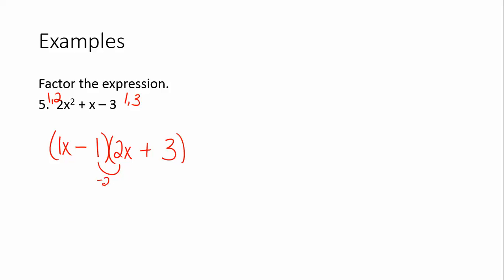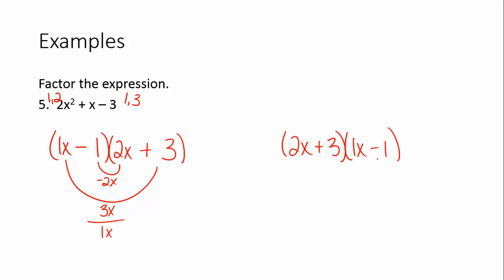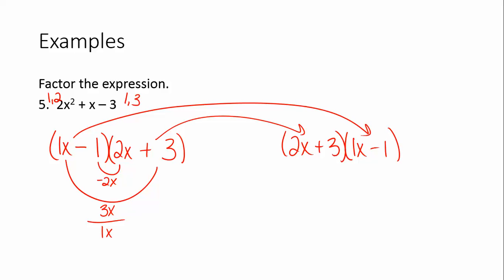Here we get a negative 2x, and here we get a positive 3x, so that's positive 1x, or just x in the middle. And some of you are going to ask, maybe if you work this problem out, maybe you have 2x plus 3 first, and then you have 1x minus 1 second. Notice it's still the exact same parentheses, they're just in a different order, and that's okay. That's still considered a correct answer. You're just multiplying these two parentheses together, and multiplication can be done in any order.